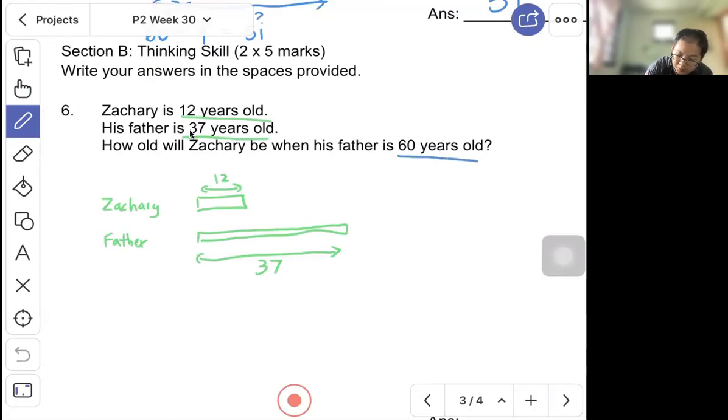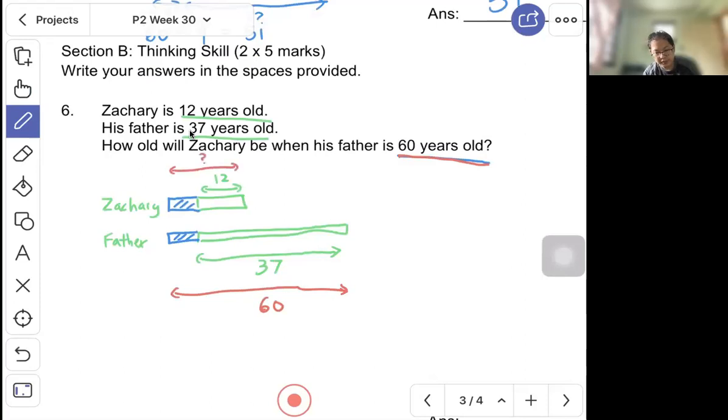Next, his father now becomes 60 years old. So add the number of years. As the father adds the number of years, Zachary also adds the same number of years. And now the father is 60 years old. So how old will Zachary be by then? There are two ways to do it. One way is to find how many years the father needs from 37 to go to 60. After you know how many years, you add it to Zachary.